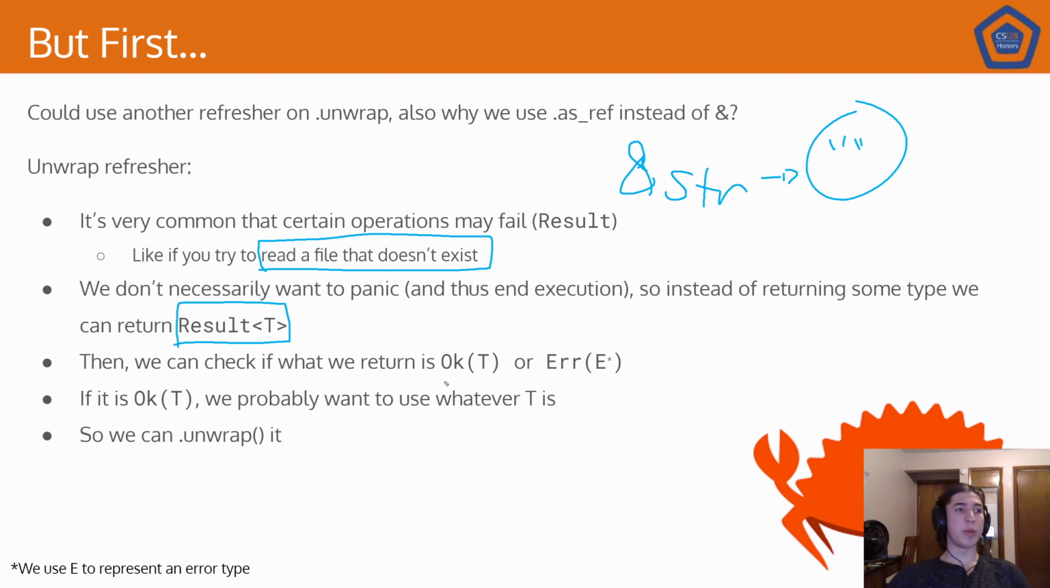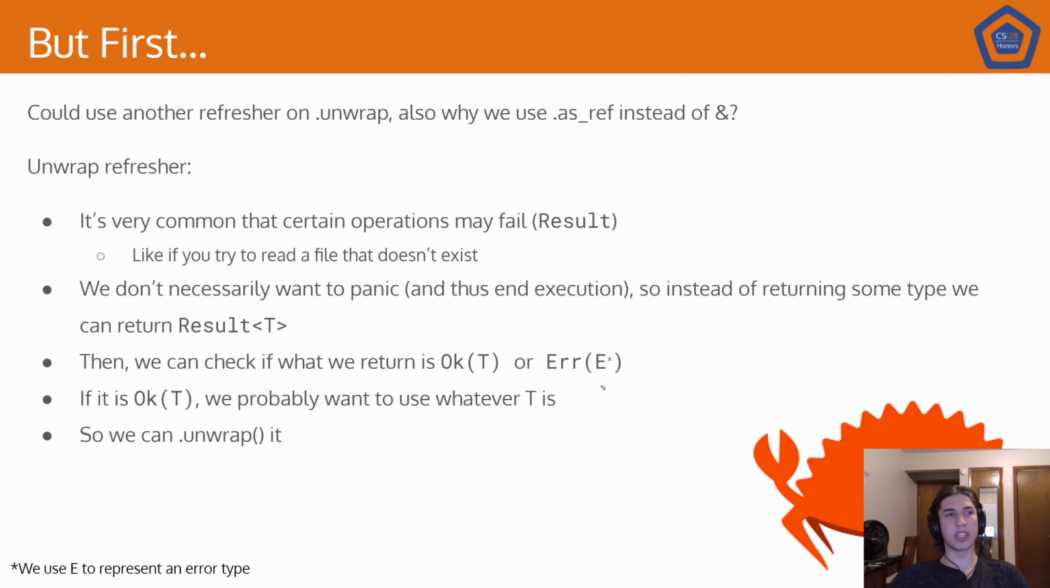Then we can check if what we have is Ok or an Err. If it is an error, maybe we want to create the file. If it is Ok, then we want to get the contents out of that. And so we can use unwrap to unwrap the Ok type into the T. Or, if we do want to crash because this file doesn't exist, maybe we want to terminate, then we can unwrap the error type and we will throw this error, whatever is inside of there.